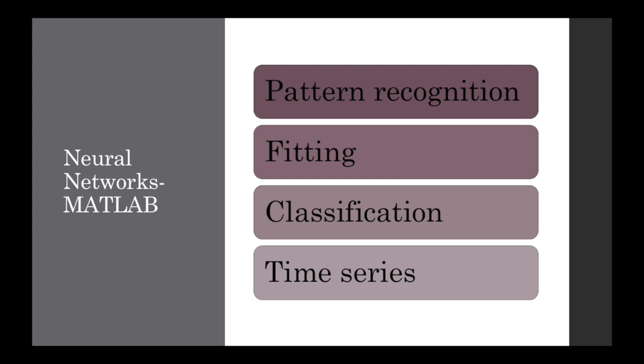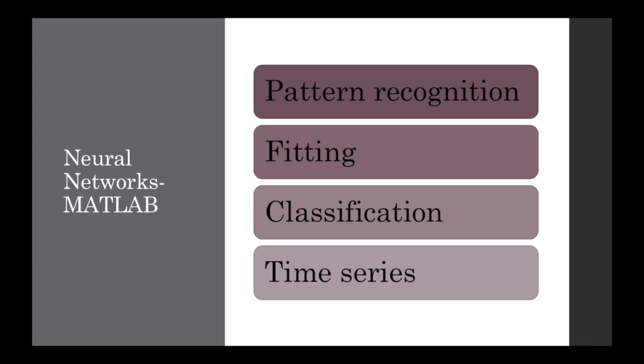MATLAB has 4 kinds of neural networks: pattern recognition, fitting, classification, and time series. Pattern recognition is the process of classifying input data into objects or classes based on key features. There are 2 kinds of pattern recognition: supervised classification and unsupervised classification. Ours is using unsupervised classification, which works by finding hidden structures in unlabeled data using segmentation or clustering techniques, such as k-means clustering, Gaussian mixture models, or hidden Markov models.